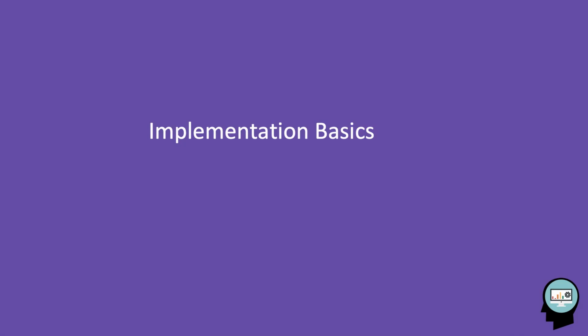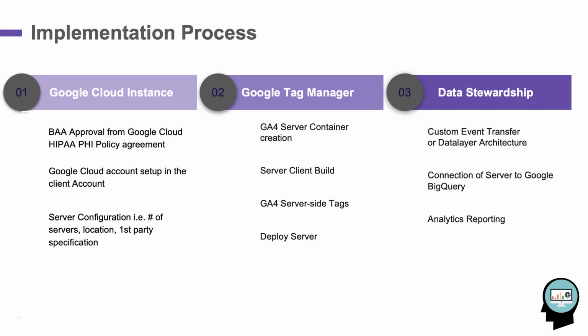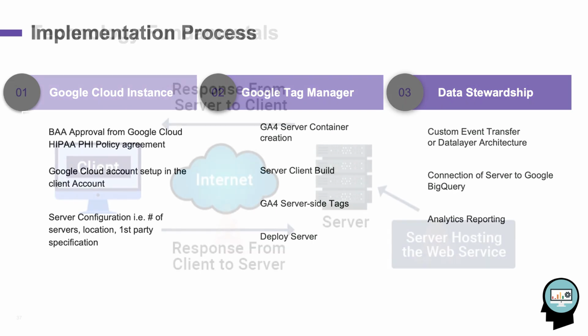So the implementation basics: you'd get your BAA signed, you'd get your server configuration set up, and then you'd get your tag managers and get all your tags transferred. And from there, you would be able to do some of the more data stewardship pieces, deciding what you would like to connect as far as analytics reporting.